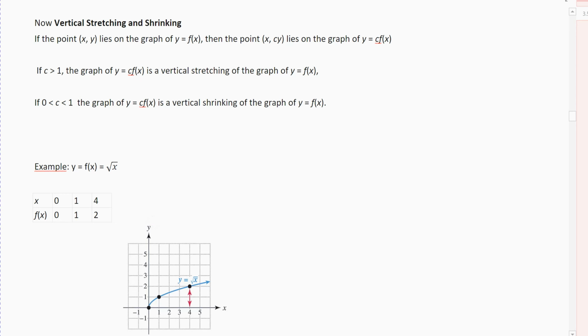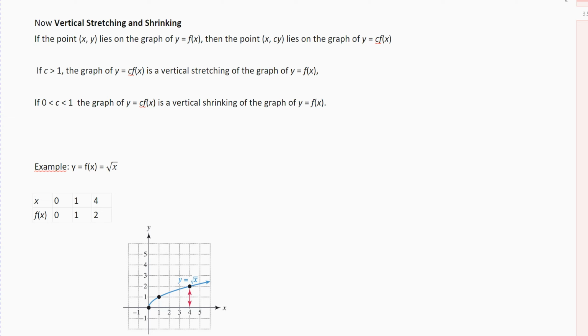Alright, now stretches and compressions, which I believe are the harder of the shifts. But again, what you have to keep track of is that one's happening to the x values and one's happening to the y values. Vertical is always the y values, right? Because the y-axis is the vertical axis. That's kind of how I remember it.